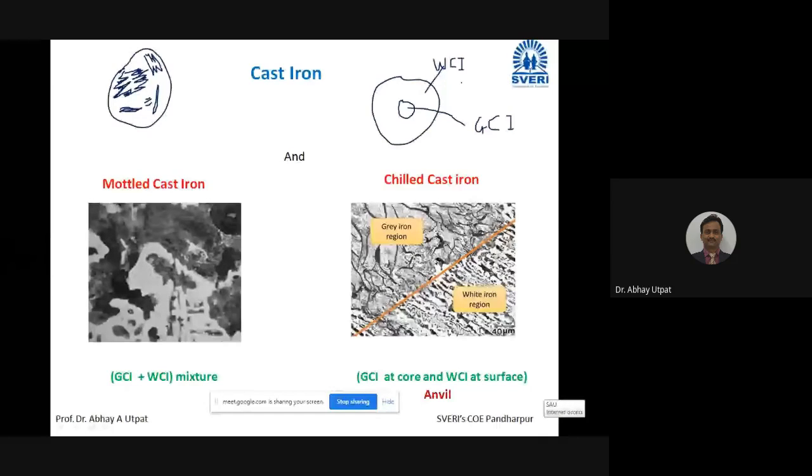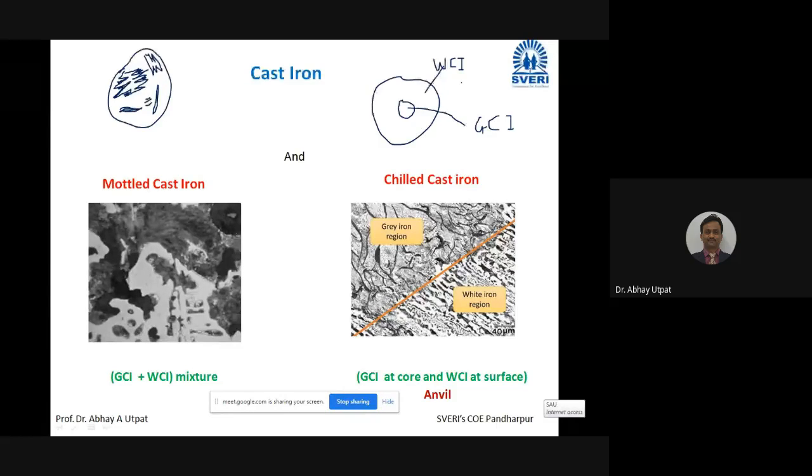If you take one block of white cast iron, melt it, and pour it in the mold, and you want complete white cast iron, then you should take care that the cooling effect reaches up to the center. Because at the center part, there is no touch of the water or oil. Water or oil, called the quenchant or coolant, will only touch the outer surface. So the cooling should reach up to the center, so that from surface to center there is white cast iron.